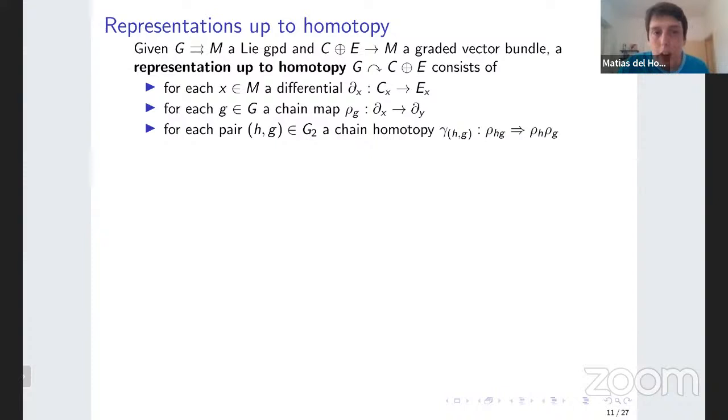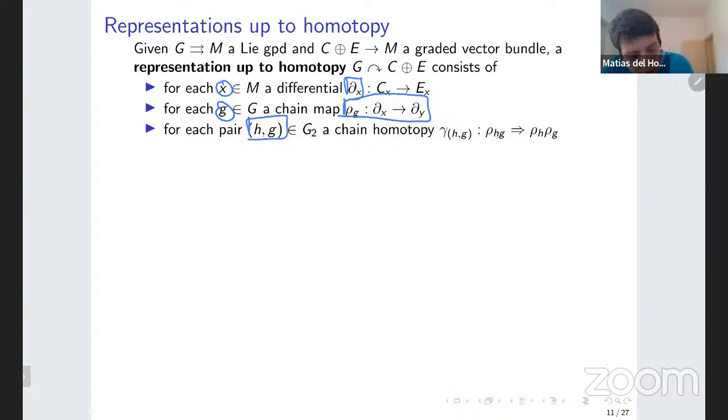What is a representation up to homotopy for a groupoid on a two-term graded vector bundle? Well, it's going to give for each point on the base of the groupoid a differential, for each arrow on the groupoid a map of two-term chain complexes, and then for each pair of composable arrows, I will have a chain homotopy.